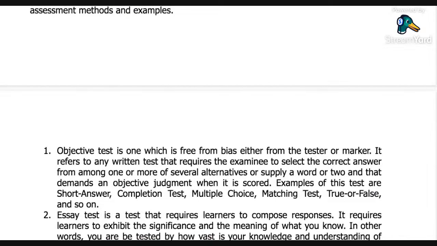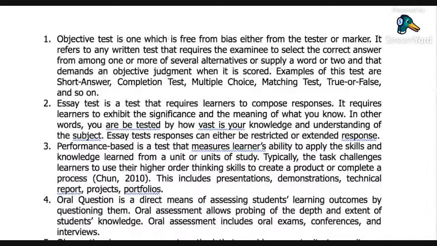Okay, one is the objective test, which is free from bias either from the tester or the marker. It refers to any written test that requires the examiner to select the correct answer from among one or more of several alternatives or supply a word or two, and that demands an objective judgment when it is scored. So examples of these tests are short answer tests or completion tests. When you say completion test, it is fill in the blanks. That's the more common name.